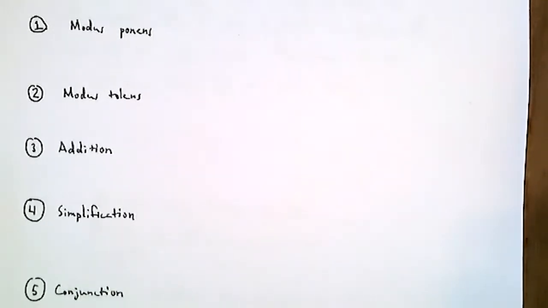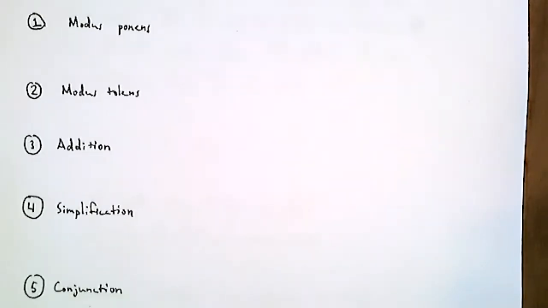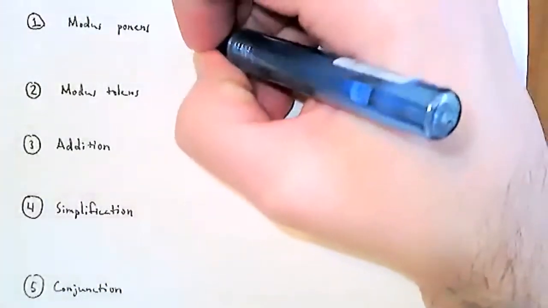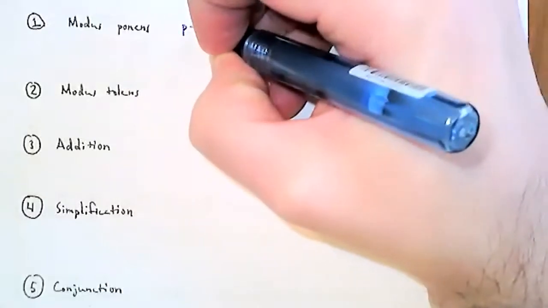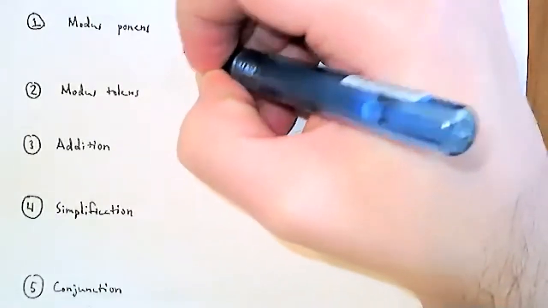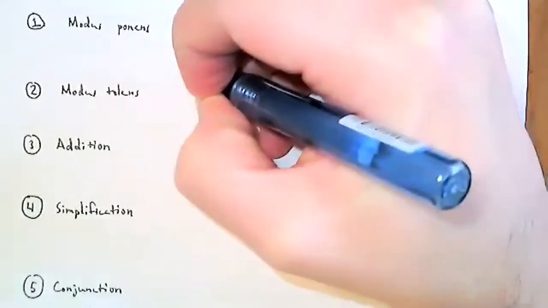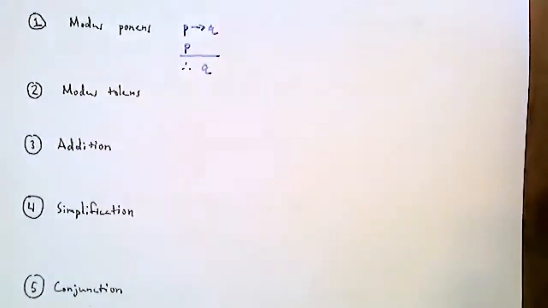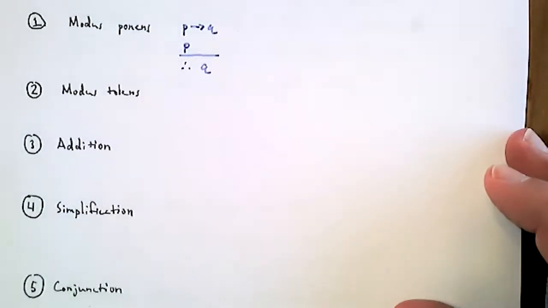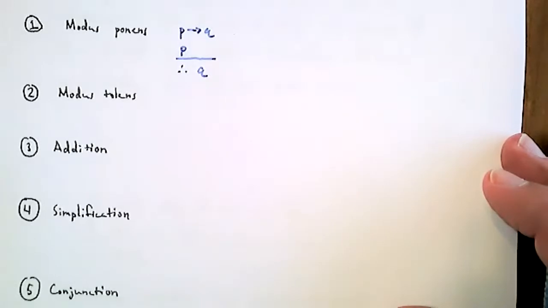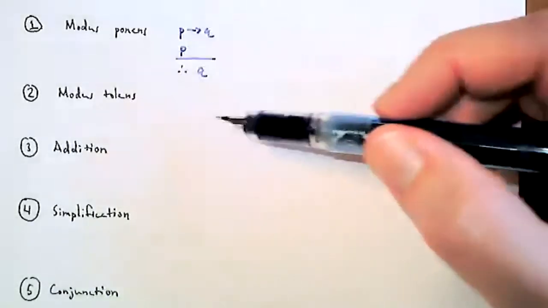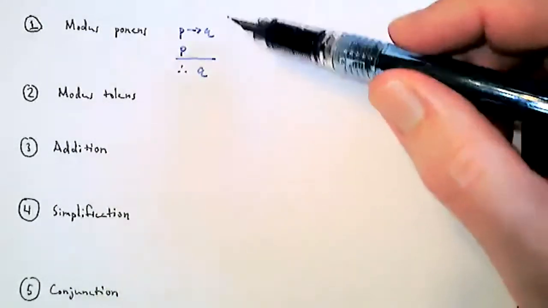Okay, so the next thing I want to do, since it doesn't seem like we have any more questions over that, is just go through the list of standard rules of inference. We've already met the first one, called modus ponens. It says, if P, then Q, P, therefore Q. So this is a basic kind of conditional argument.